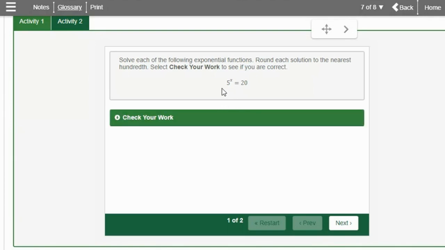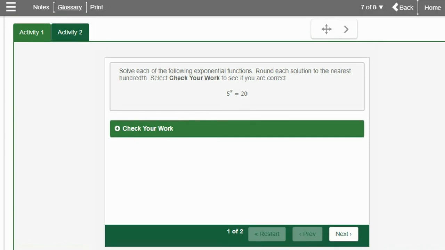Solve each of these exponential functions. 5 to the x equals 20. Let's do this one, and then we'll go look at our assignment. 5 raised to the power of x equals 20. We know how to solve exponentials. You just get them to the same base and then drop the base.